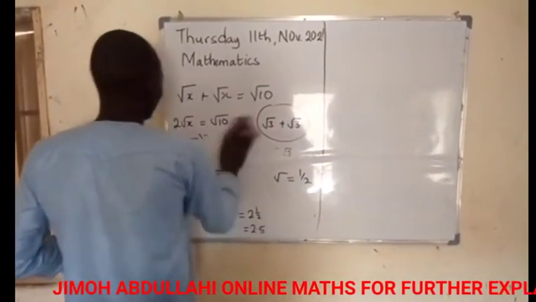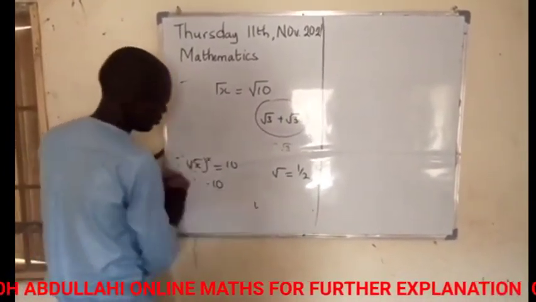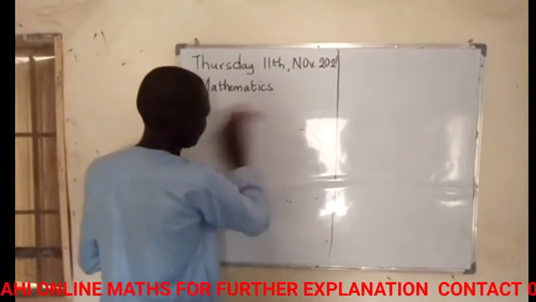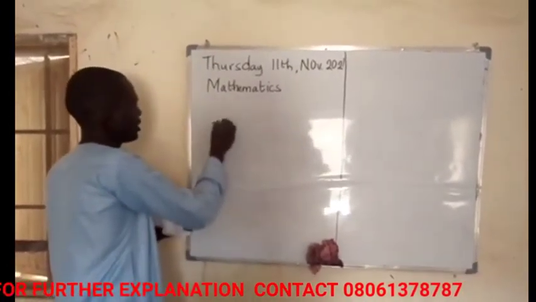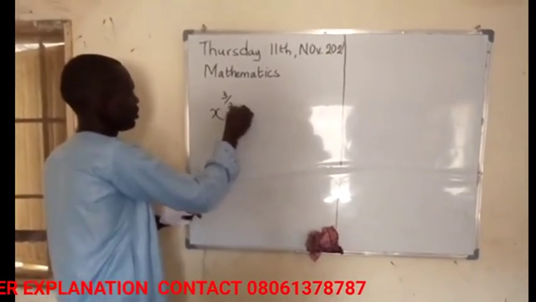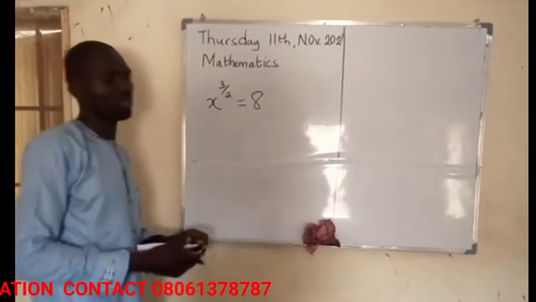The last but not the least is the problems where we have something like this: x raised to the power of 3 over 2 is equal to 8, and you have to find the value of x.